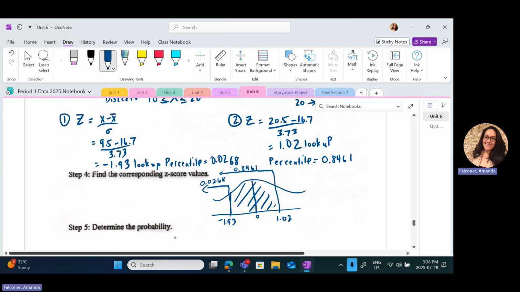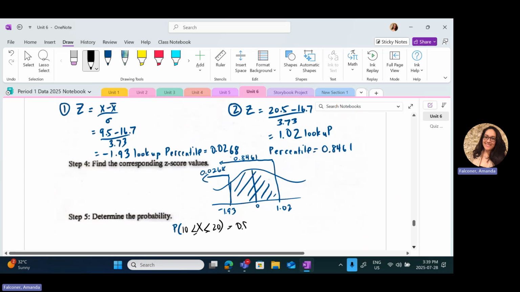So my final answer, the probability that random variable x, I've got to do a little range here, that x is less than or equal to 20 and greater than or equal to 10, considering it's discrete, is going to be 0.8461, take away 0.0268. I'll just put that into my calculator. 0.8461 minus 0.0268 is 0.8193, or 82%. And that would be my final answer.